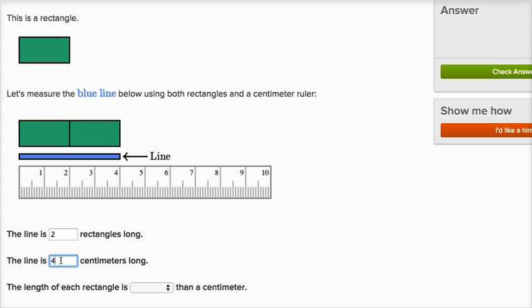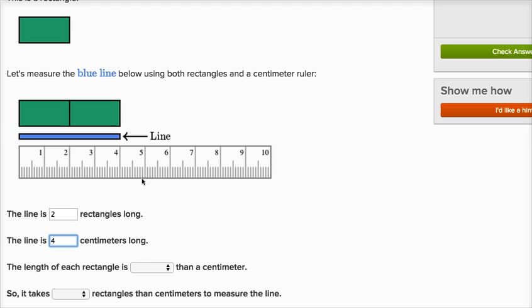The length of each rectangle is blank than a centimeter. Well, each rectangle is more than a centimeter. It's longer. You see, each rectangle is actually 2 centimeters. So it's longer than a centimeter. So it takes blank rectangles than centimeters to measure the line. Well, since each rectangle is longer, it's going to take fewer rectangles to measure the line.